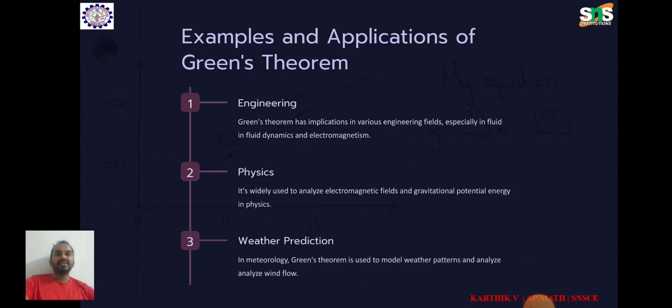Examples and applications of Green's theorem. Area calculation. Green's theorem can be used to calculate the area of the region bounded by a closed curve. For example, for suitable P(x, y) and Q(x, y), the line integral can be transformed into a double integral. Work and circulation. In physics and engineering, Green's theorem can be applied to calculate work done by a force field along a closed path or circulation of a fluid flow.